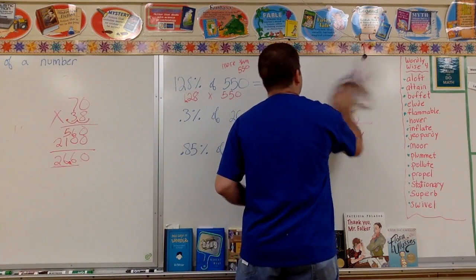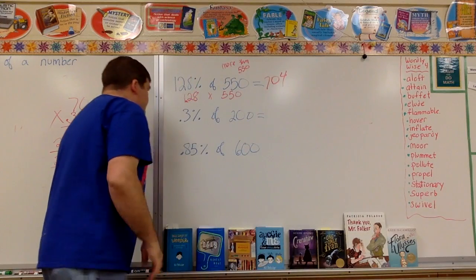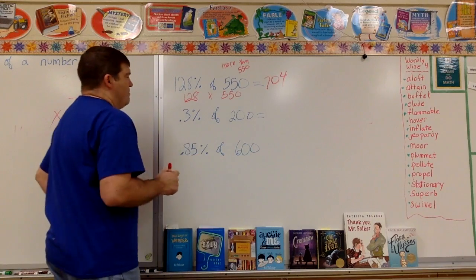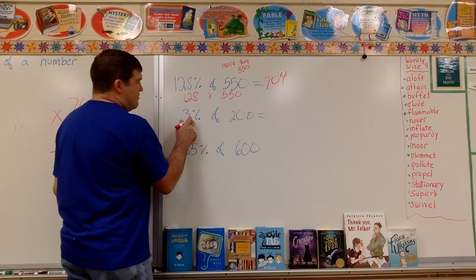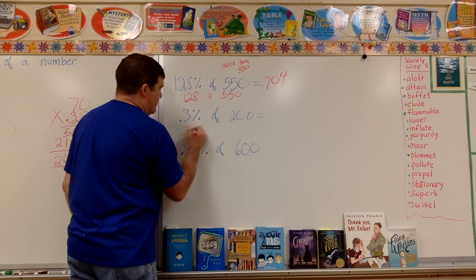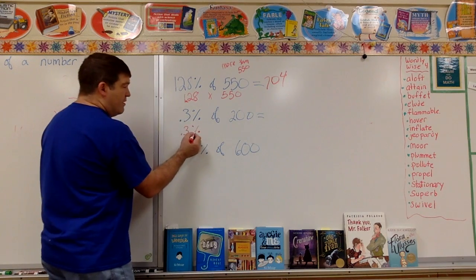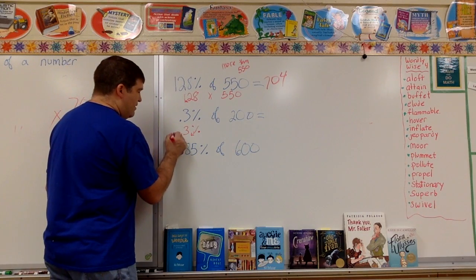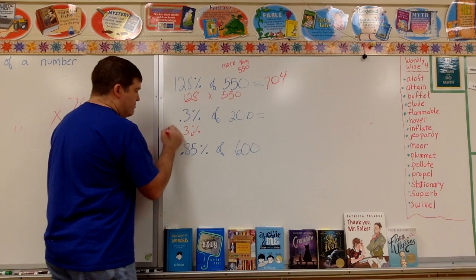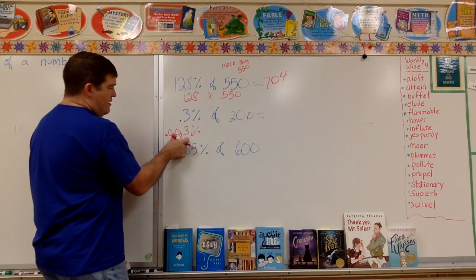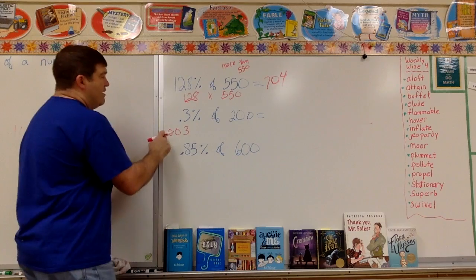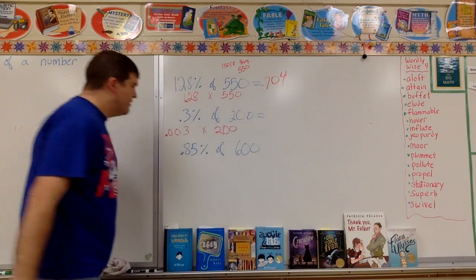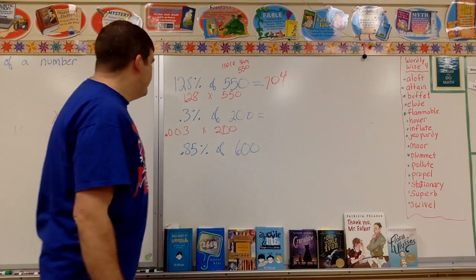So I have 3% of 200. Okay? I'm going to get rid of this percent. 0.3. Okay? I want to get rid of this, so I have to go this way 2 from wherever the decimal starts. 1, 2. And I have 2 spots to fill in zeros. And I get rid of this, and I got rid of that. So 0.003 times 200. You can type it into your calculator.